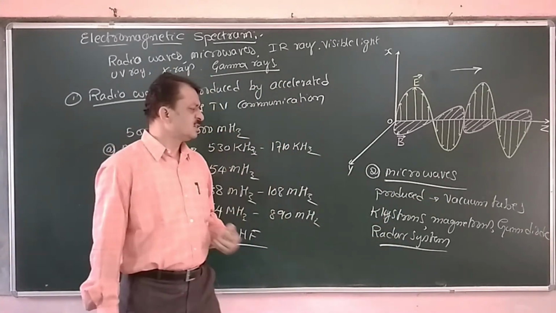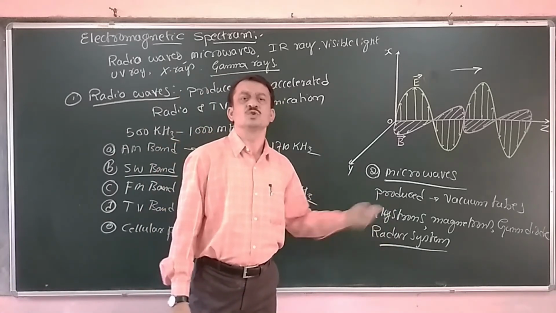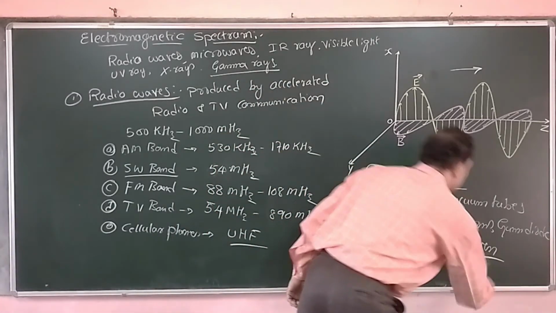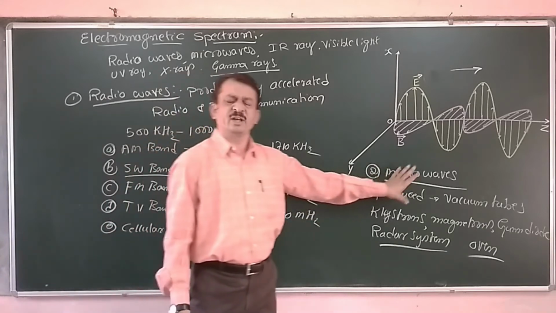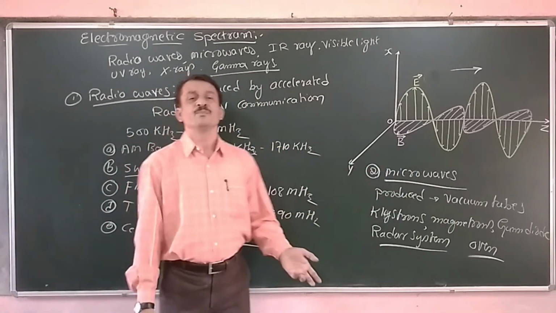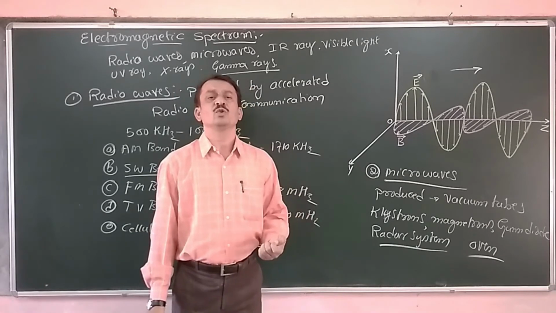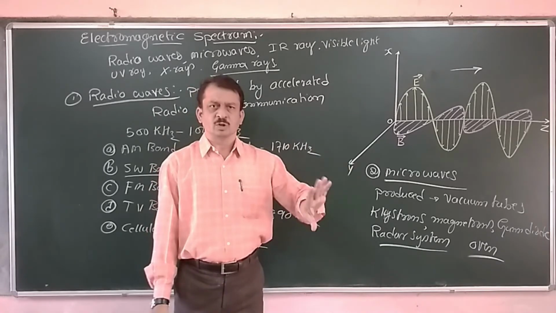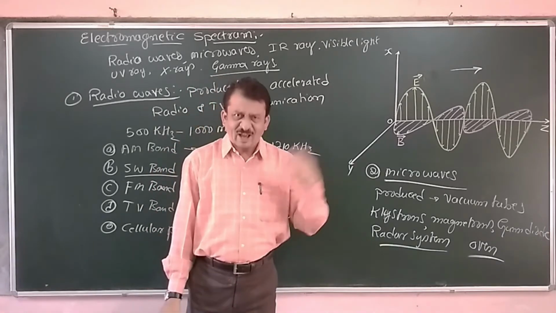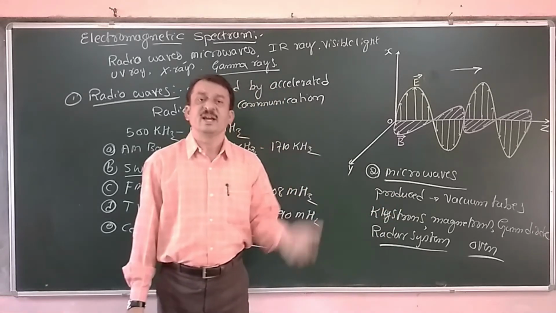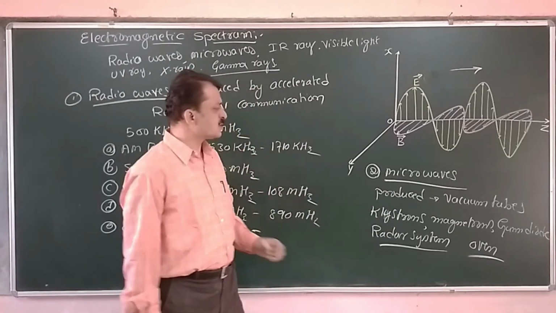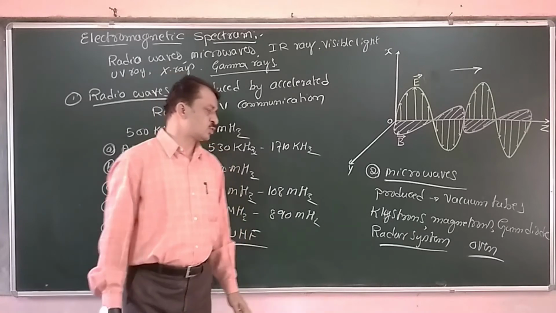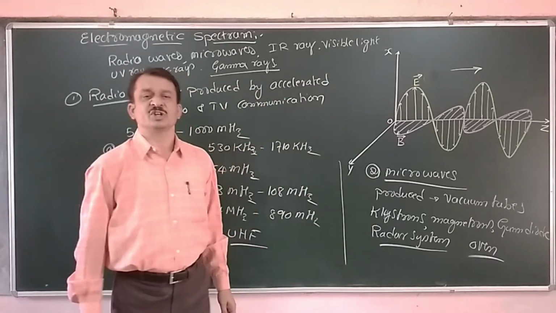And more important, these waves are used in the microwave oven. These radiations oscillate the water molecules present in the food that is to be cooked. The water molecules absorb this microwave energy and heat up the food. In microwave ovens also, we are using these microwaves. Now this is the second radiation.